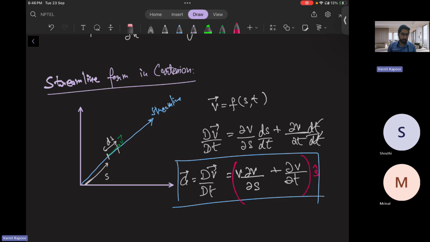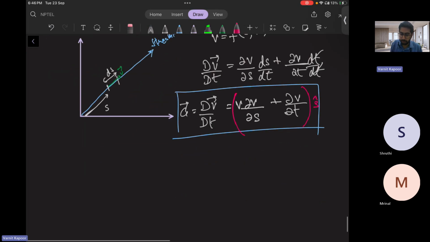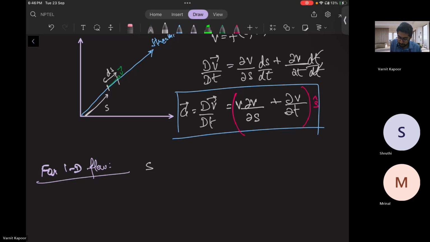S cap. So if my flow is 1D, one dimensional, for 1D flow, your displacement will be nothing but your x. So acceleration will be v dou v by dou x plus dou v by dou t. Okay, this is the acceleration, and similarly, this is the x direction acceleration only.